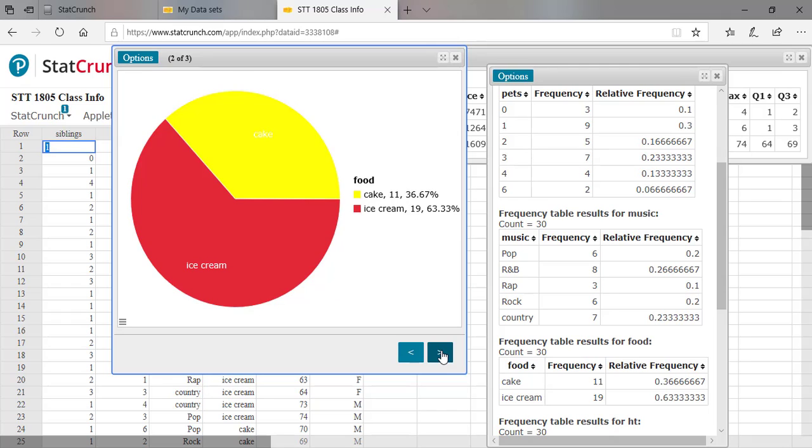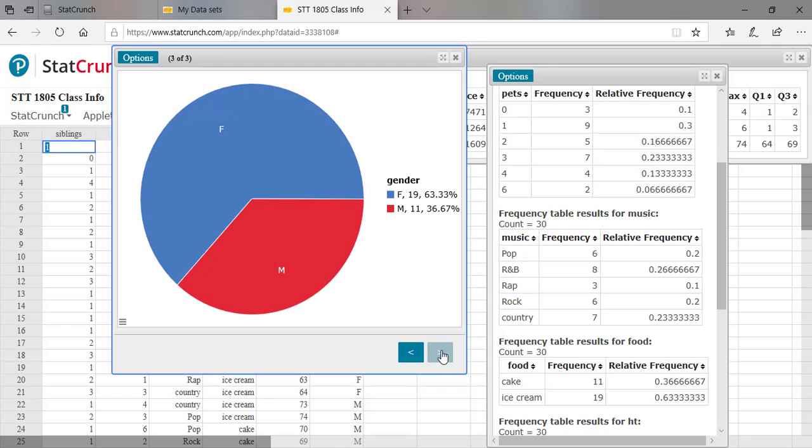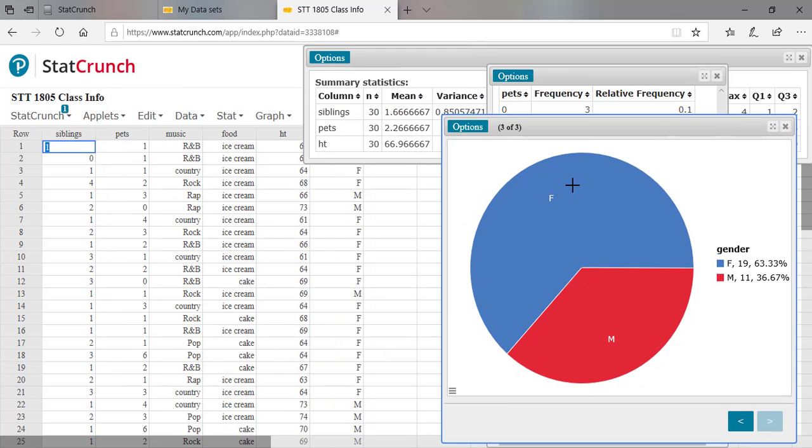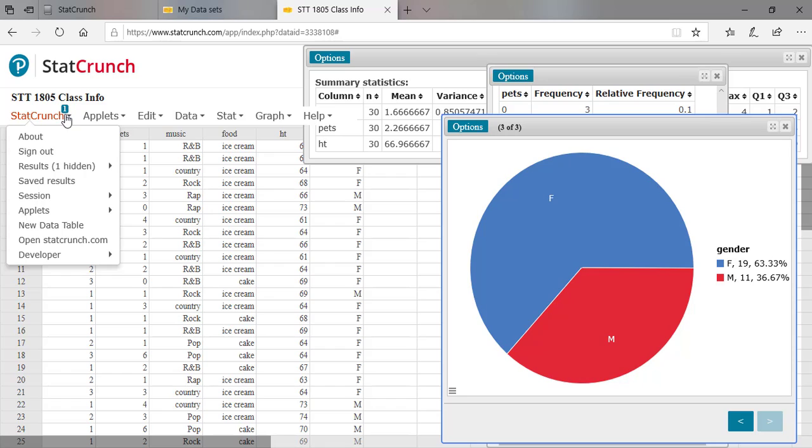Here was the cake and ice cream that we saw as far as food preferences and male versus female. We saw that we have more females in our class. So that's pretty self-explanatory, I think, remembering that the pie chart does account for everything that was an option under, for example, this one, gender, and it accounts for 100% of the entries. Let's go down here.